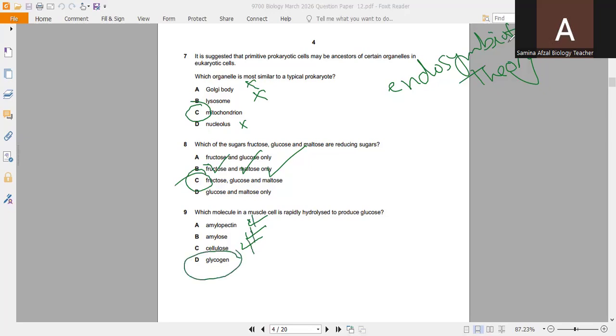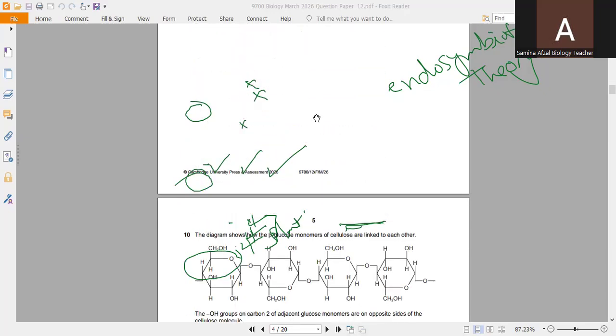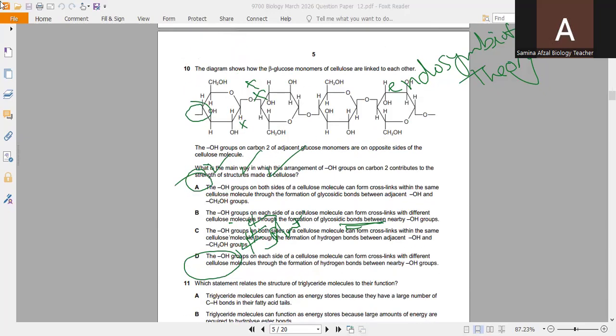Only D is the correct option because glycogen is part of the animal cell, whereas amylopectin, amylose, and cellulose are part of the plant cell. So glycogen is a storage material in animals, and a muscle cell is an animal cell. Now question number 10.